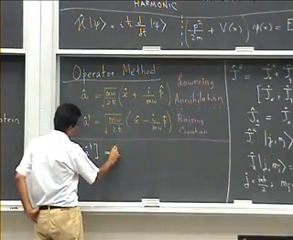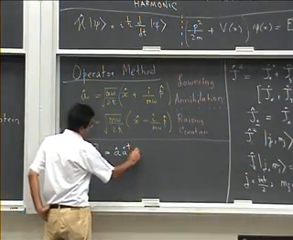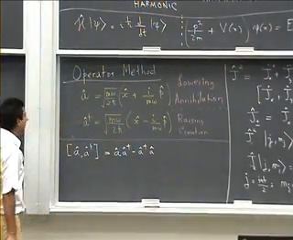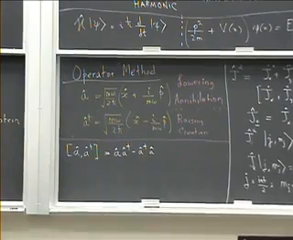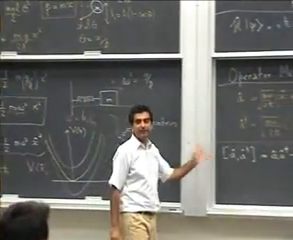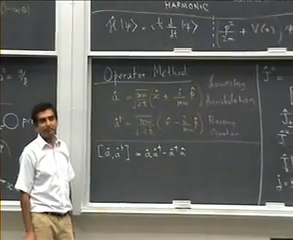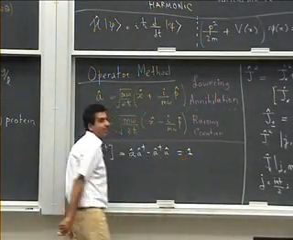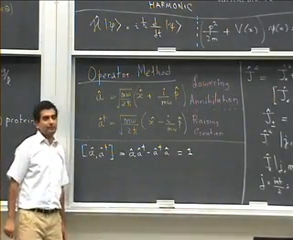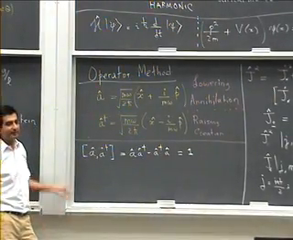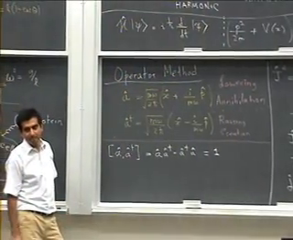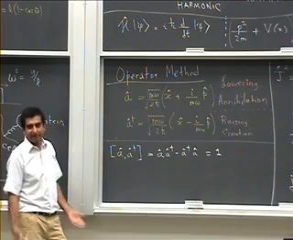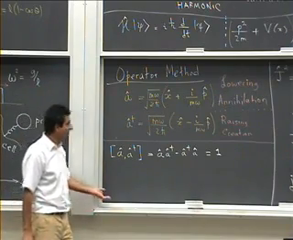Of these operators, now based upon the fact that I know the commutator between the position and the momentum, I can quite easily find out this commutator. This commutator equals 1. This is something for you to do on your own. Alright, at least it's clear. Let me show you how.